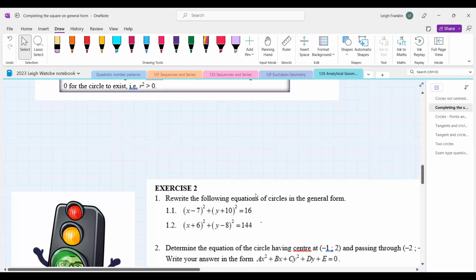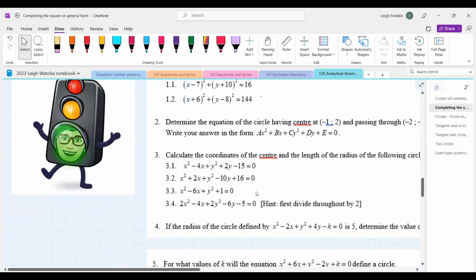I'm not going to give you any practice with writing the circles in general form because I don't really see the need for that. What I want us to focus on is question number 3. If you want something a little bit easier, I suggest question 3.2. If you want more of a challenge, then try question 3.4. And they give you a nice hint here on what you need to do first.